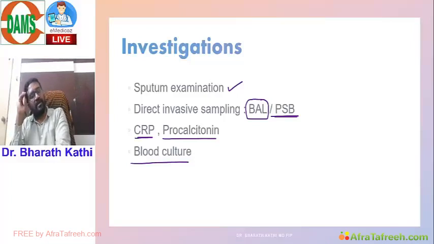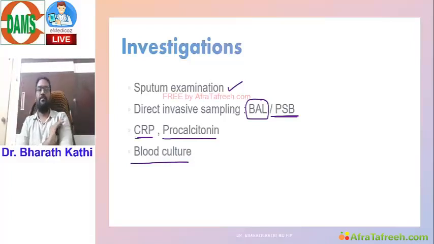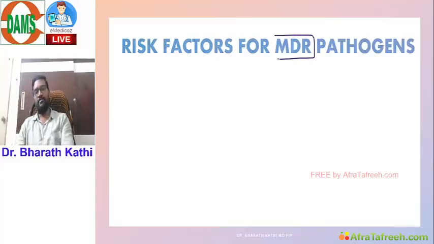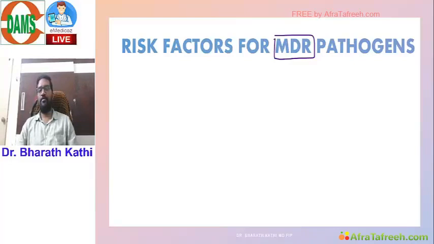Now before starting antibiotics, we have divided the organisms into non-MDR and MDR. So when do you say this pathogen can be MDR, multi-drug resistant? The biggest problem in nosocomial pneumonia nowadays is infections due to MDR pathogens. So if you give routine antibiotics, it will not work. You have to give higher antibiotics.